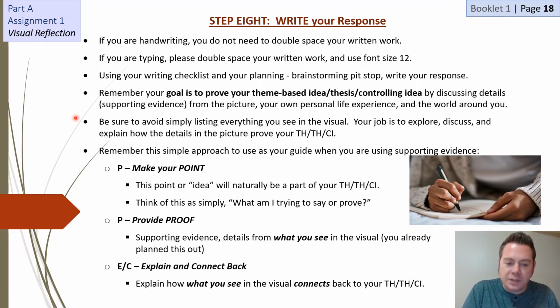Your job is to explore, to discuss and explain how the details in the picture prove your theme, thesis, controlling idea. Remember this simple approach to use as your guide when you're using supporting evidence. P, make your point. This point or idea will naturally be a part of your theme, thesis, controlling idea. Think of this as simply, what am I trying to say or prove? Another P, provide proof. Supporting evidence details from what you see in the visual. Okay, you've already planned this out as part of the planning. And then EC, explain and connect back. So explain how what you see in the visual connects back to your theme, thesis, controlling idea.